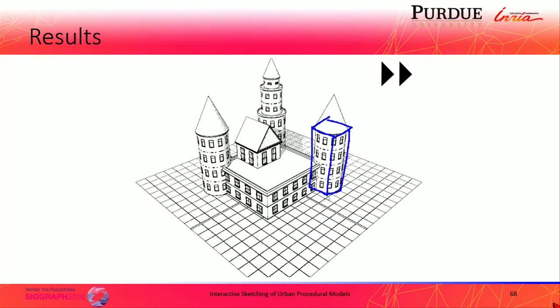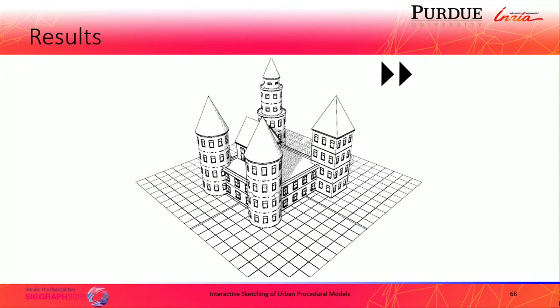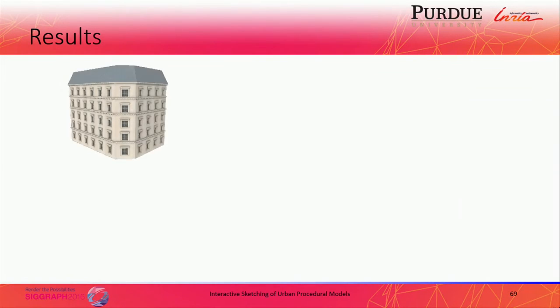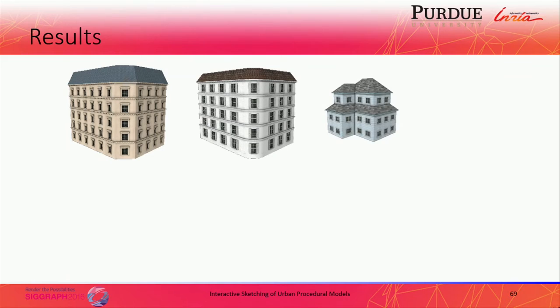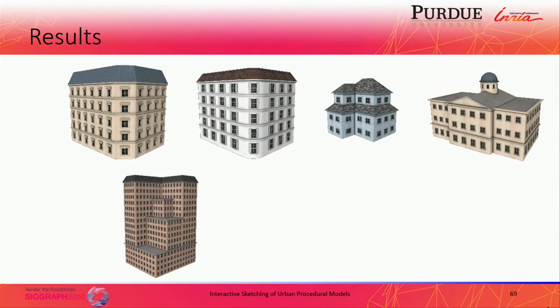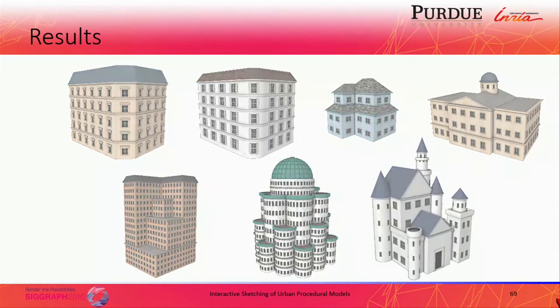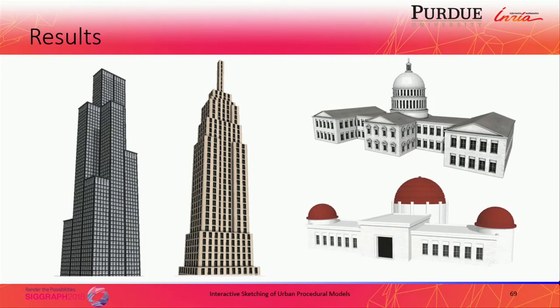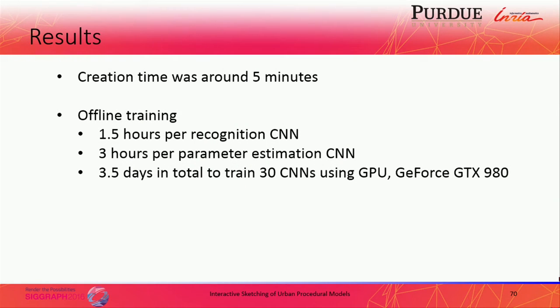Here are some examples of the generated buildings using our sketching tool. While the currently implemented grammar snippets are limited, a wide variety of 3D building grammars can be created. The creation time was around 5 minutes for each building. Regarding the offline training, each recognition CNN takes 1.5 hours, and each parameter estimation CNN takes 3 hours to train. It takes around 3.5 days in total to train all the CNNs using a GPU.